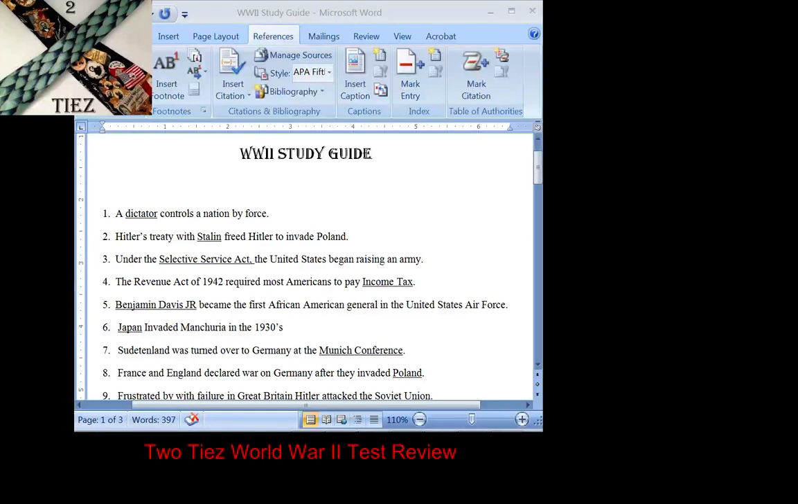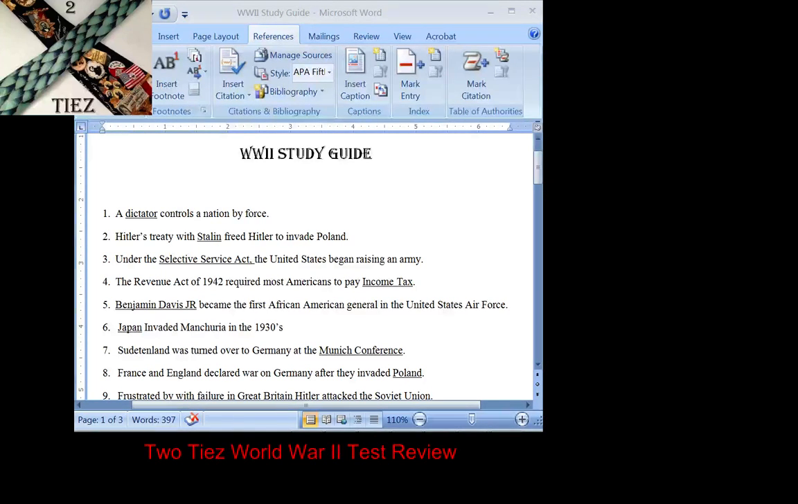So let's begin. A dictator controls a nation by force. The word, of course, you're looking for is dictator. Hitler's treaty with Stalin freed Hitler to invade Poland. Once again, the word is Stalin. From this point on, just know that the underlined words are the answer. Under the Selective Service Act, the United States began raising an army.